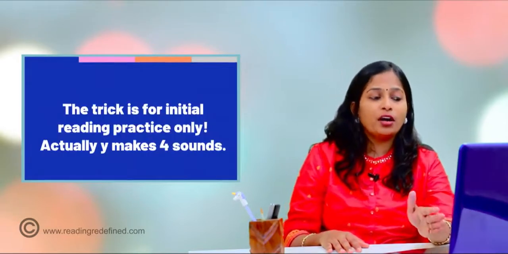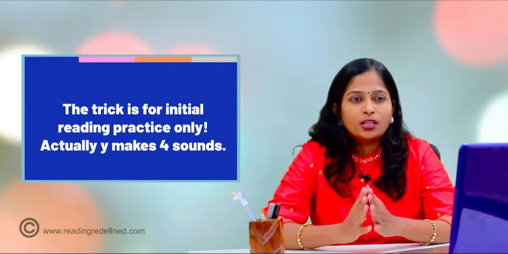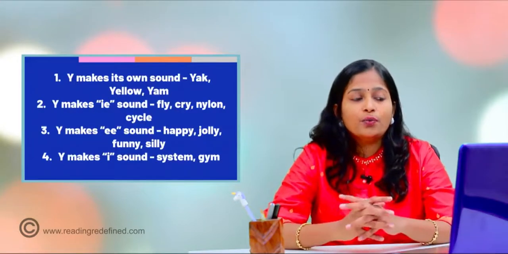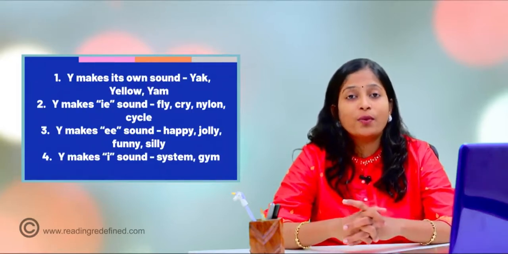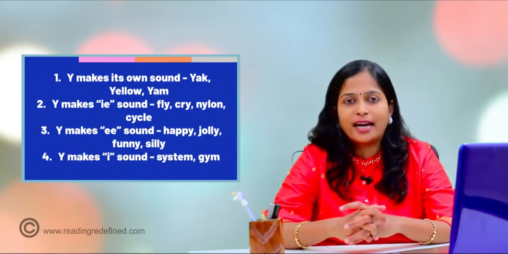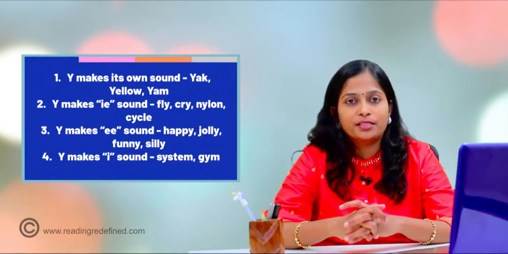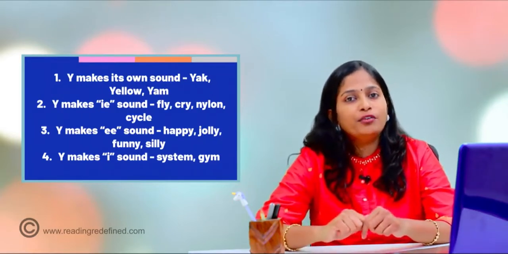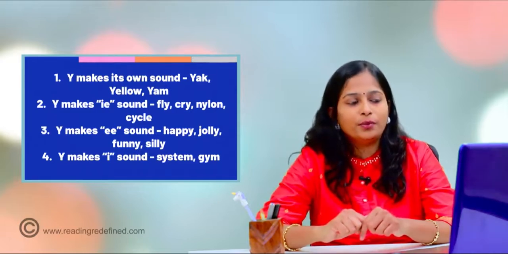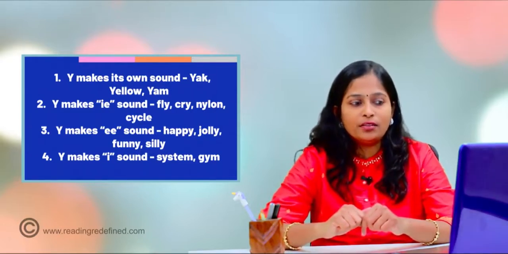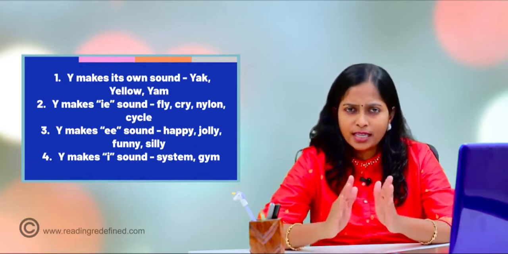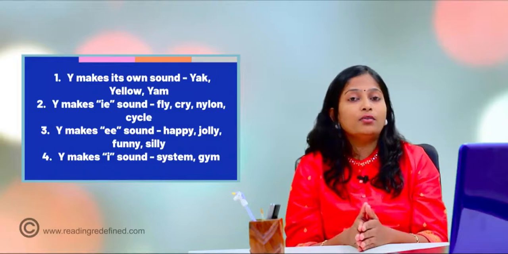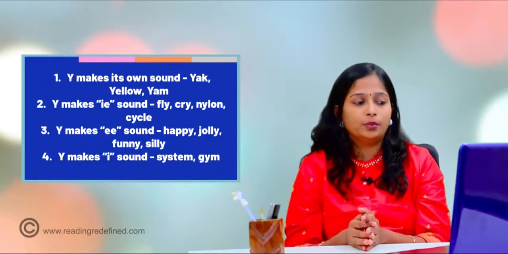So the trick is for initial reading practice only. So actually Y makes 4 sounds. Y makes its own sound when the Y is at the beginning of the word, as we discussed while we were learning the sounds. Y takes the sound of Y when it stands in the first of any word. Y makes the I sound in a single syllable word or in the first syllable, and makes the E sound in the second syllable or in a multi-syllable word.